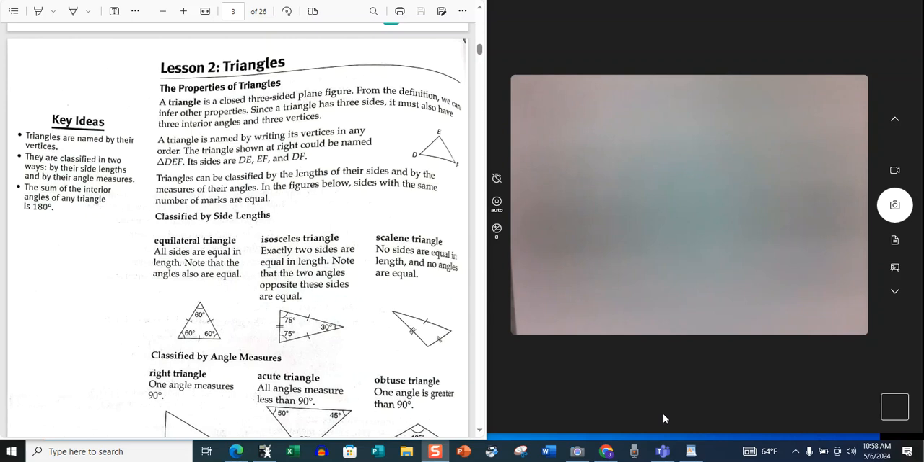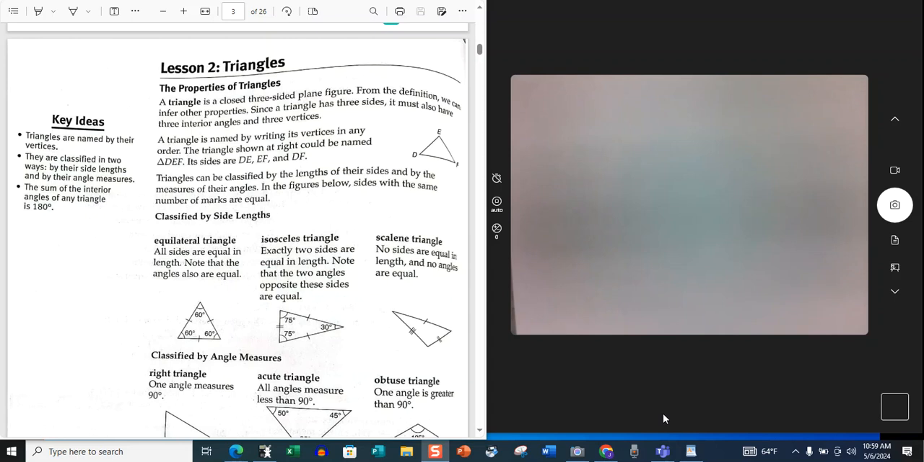So we have lesson 2, triangles. The properties of triangles. A triangle is a closed three-sided plane figure. From the definition, we can infer other properties. Since a triangle has three sides, it must also have three interior angles and three vertices.